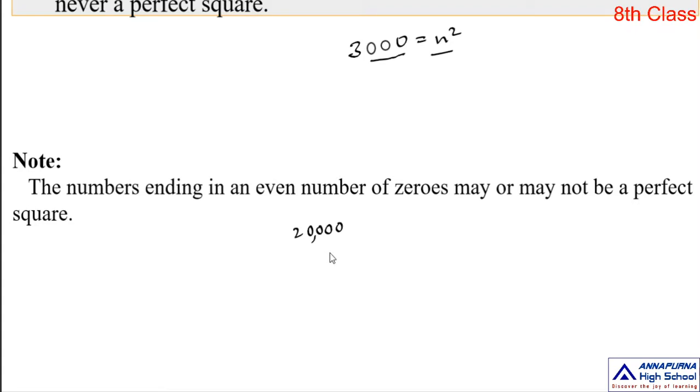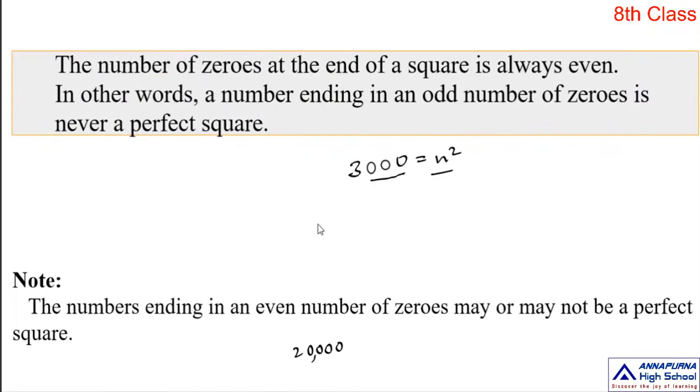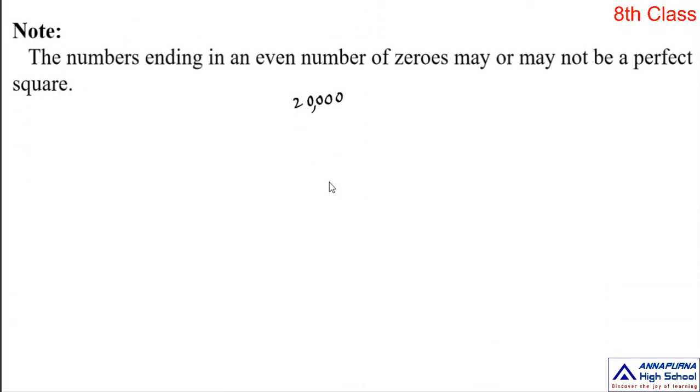Okay, one prime factor left over, no doubt about that. So it is not a perfect square number. So we can't decide by depending on the number of zeros at the end of the given number. Is it clear? But yes, any perfect square number does not end with an odd number of zeros. If any number ends with an odd number of zeros, it is very clear it is not a perfect square number. Is it clear? Okay.